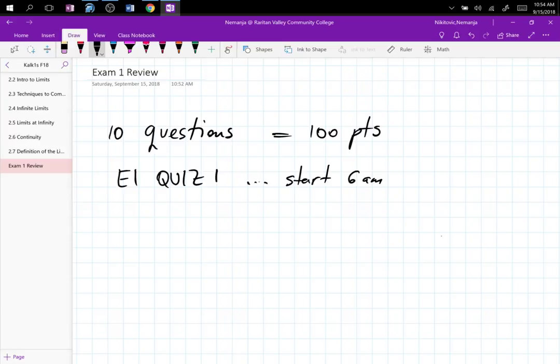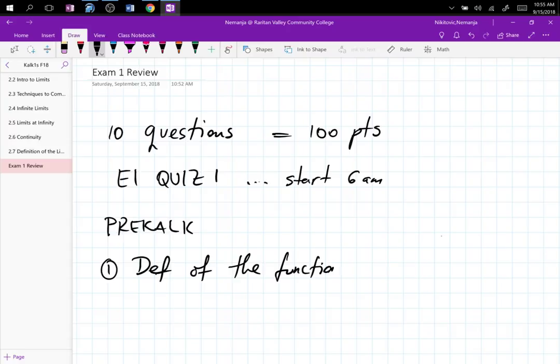So now, we are focusing on the first area of calculus, which is limits. But we are also going to have some of the pre-calculus things that are necessary for your survival in class. So before we hit limits, we have some of the pre-calc concepts that you need to know. Number 1, definition of the function. Being able to understand domain, range, those basic ideas.